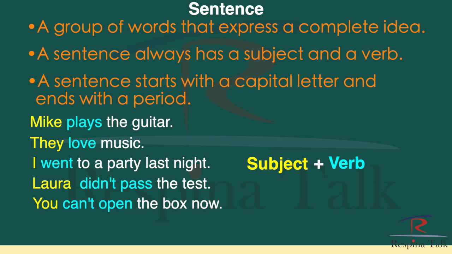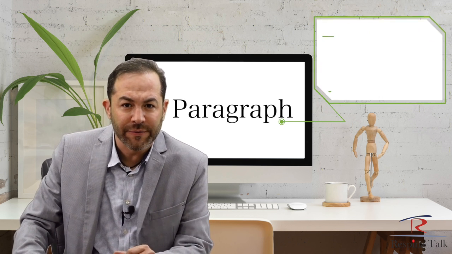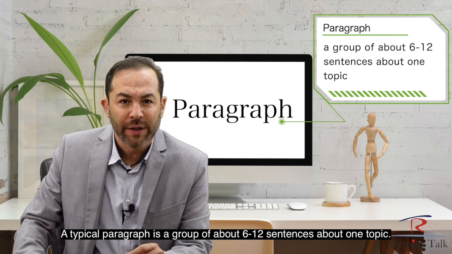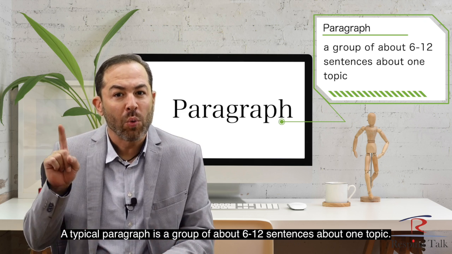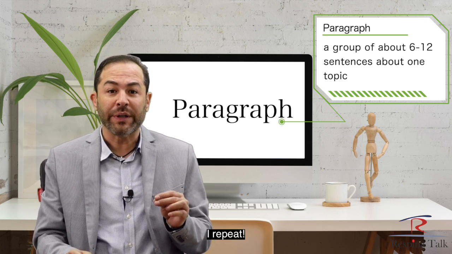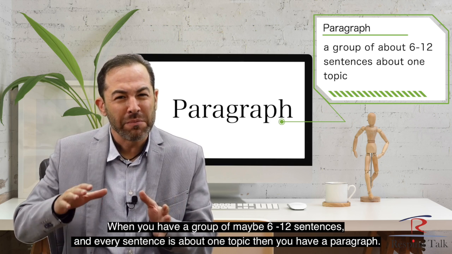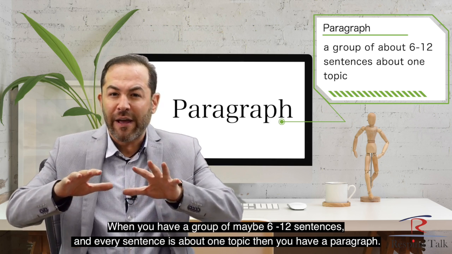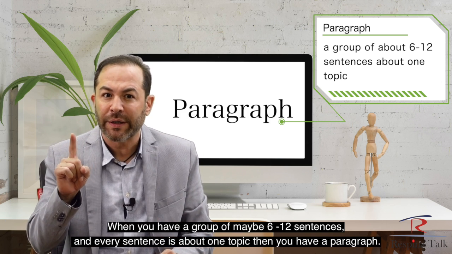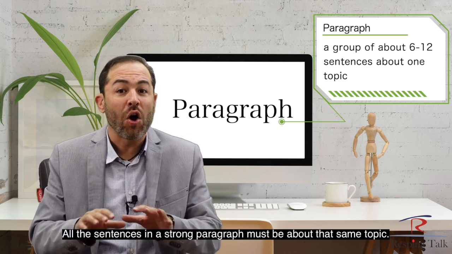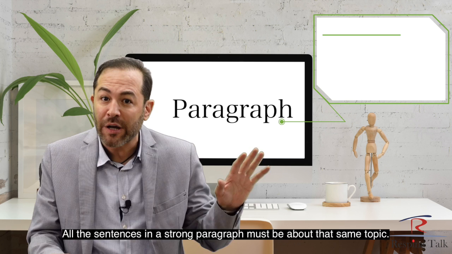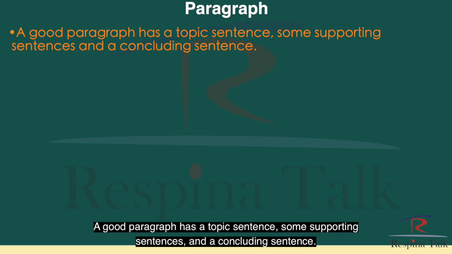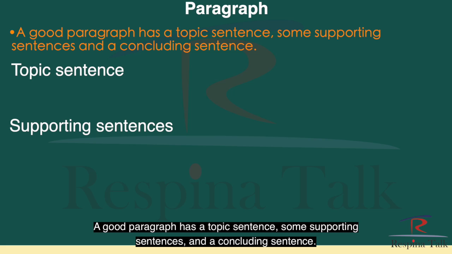Now, what is a paragraph? A typical paragraph is a group of about 6 to 12 sentences about one topic. And I repeat, when you have a group of maybe 6 to 12 sentences and every sentence is about one topic, then you have a paragraph. Now, all the sentences in a strong paragraph must be about that same topic. A good paragraph has a topic sentence, some supporting sentences, and a concluding sentence.